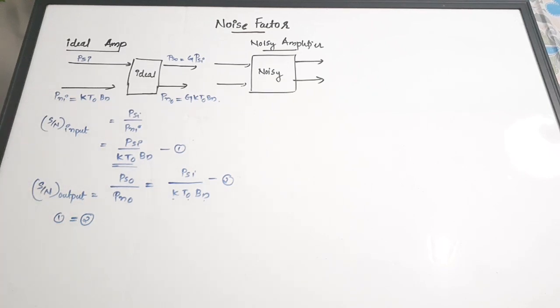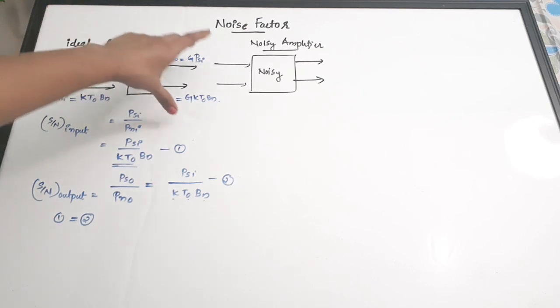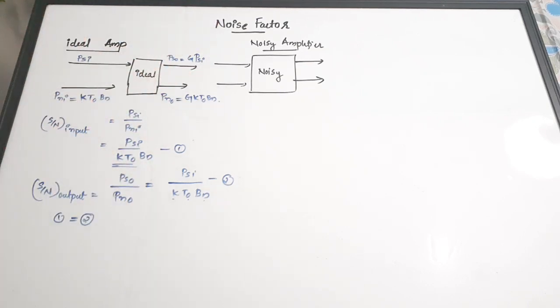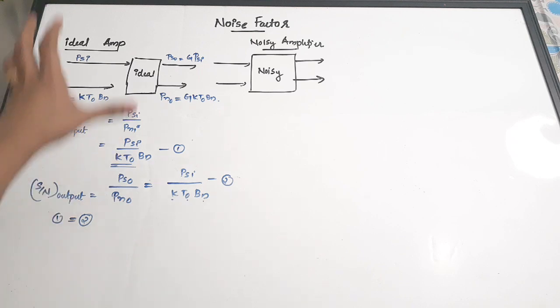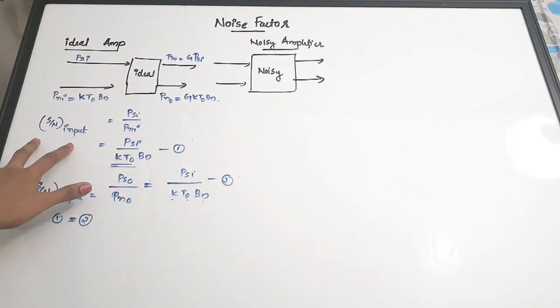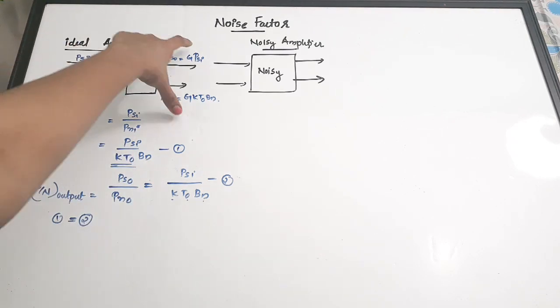So for the case of an ideal amplifier, the signal to noise ratio at the input side will be equal to the signal to noise ratio at the output side. So that is the concept. We have the signal to noise ratio the same for the input side and the output side if the amplifier is an ideal one. But generally, we won't have amplifiers working in an ideal way, okay. So this is the case for an ideal amplifier.